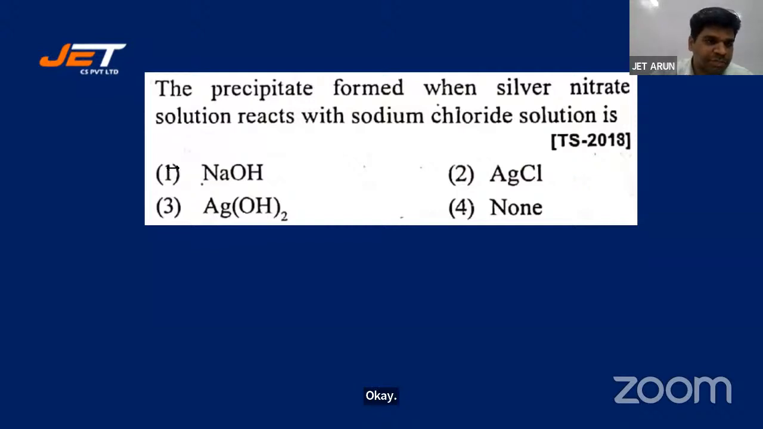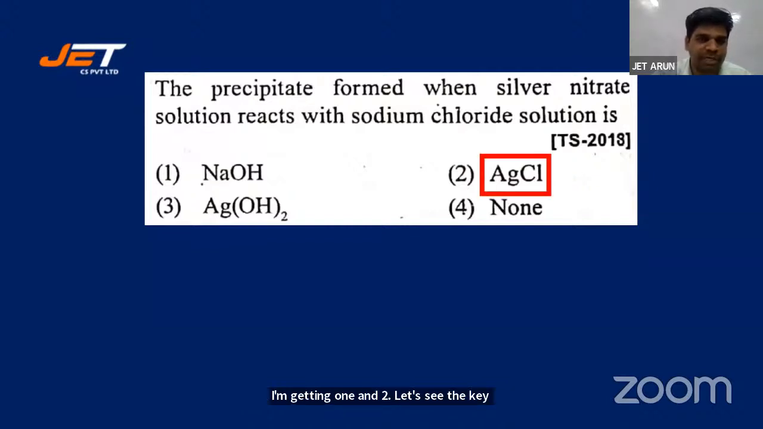2. Mahendra says 4. Sharat Chandra says 2. Pavan says 2. Faster than I can read. That's scoring faster, students. That's good. Rapid fire answers I'm getting. Very good. I really appreciate. Yeah, but I'm getting mixed response as well. I'm getting 1 and 2. Let's see the key, students. 2 is absolutely right.